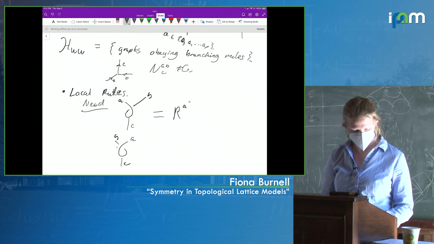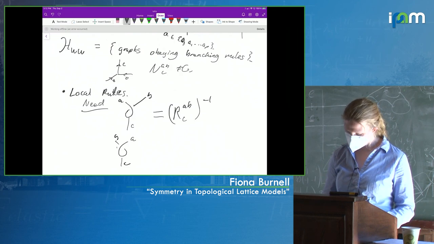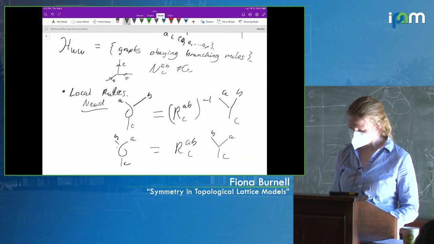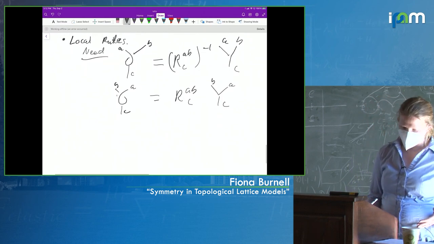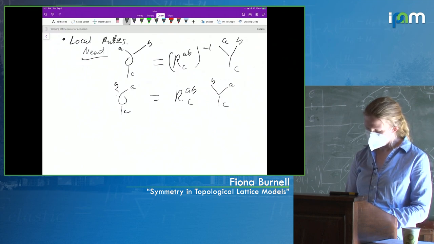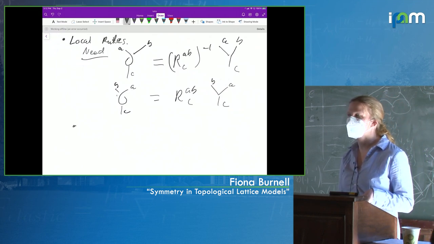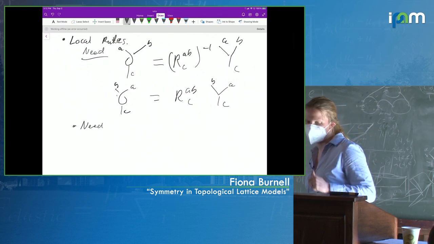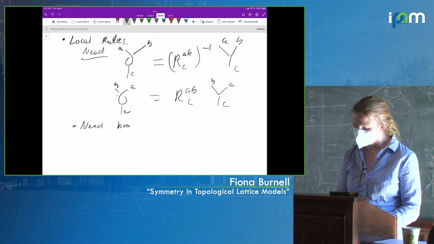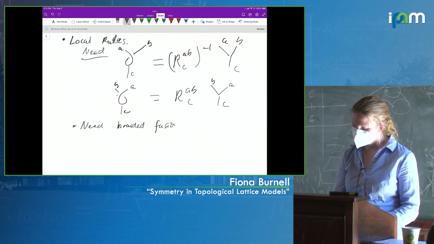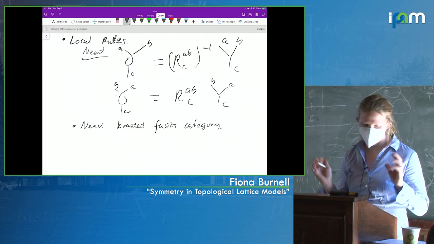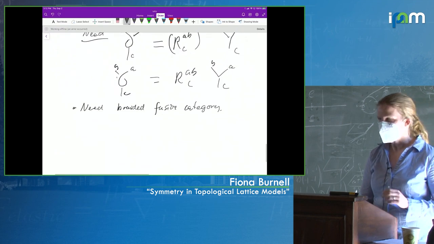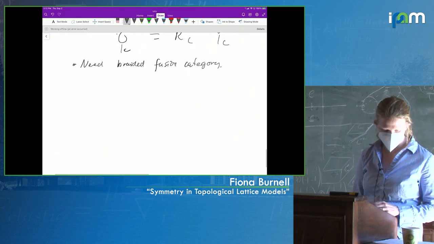So I think this one is usually called R inverse. And this one is usually called R. And this means, and this is an important distinction, that we can't just start from an arbitrary fusion category, because you're going to encounter graphs with both of these crossings. So we really need a braided fusion category, a unitary pivotal fusion category. So that's, in terms of the data, the main difference, a big difference.